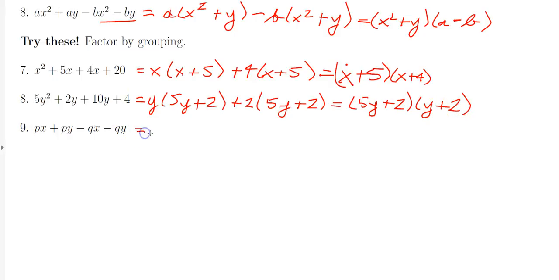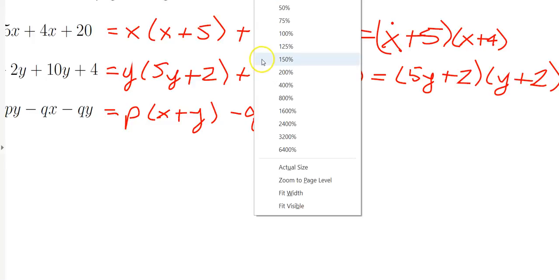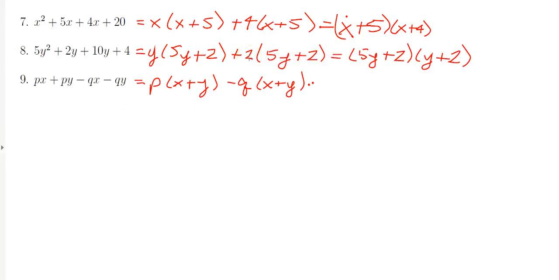In this last example, we have p multiplied by x plus y, and we have minus q multiplied by x plus y. And we can see that x plus y is a common factor, and it's multiplied by p minus q. Okay, so check that back out by FOILing and see that we get the same terms as from the beginning.